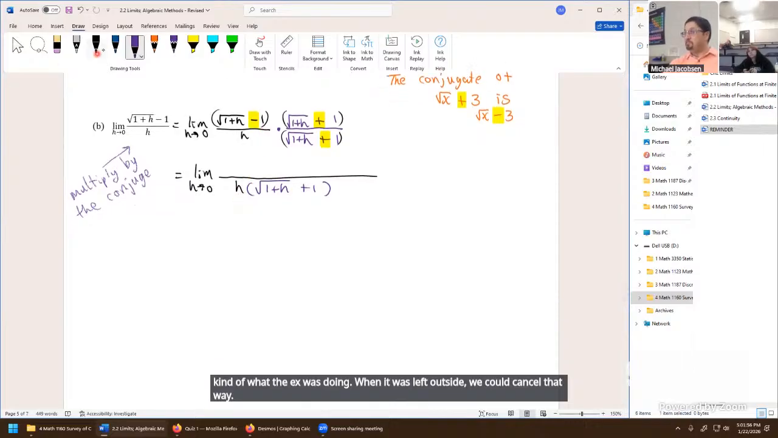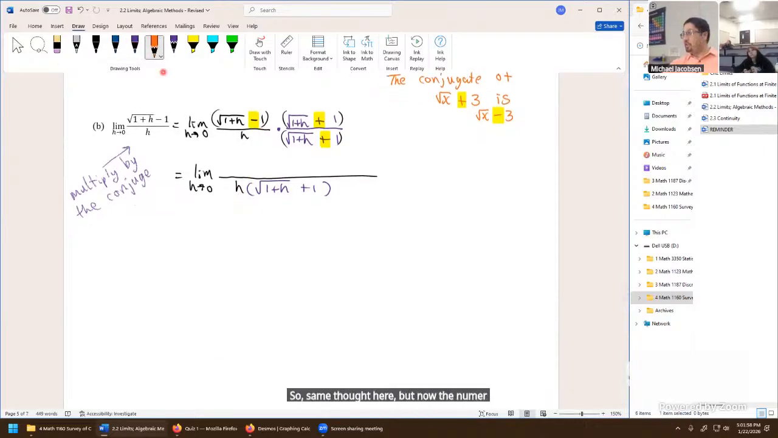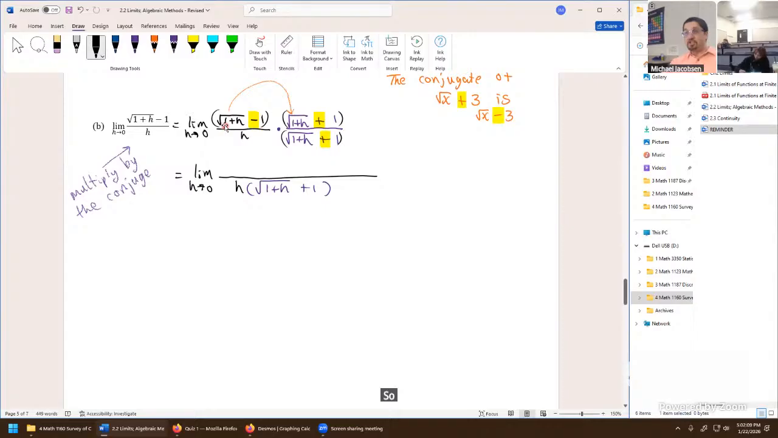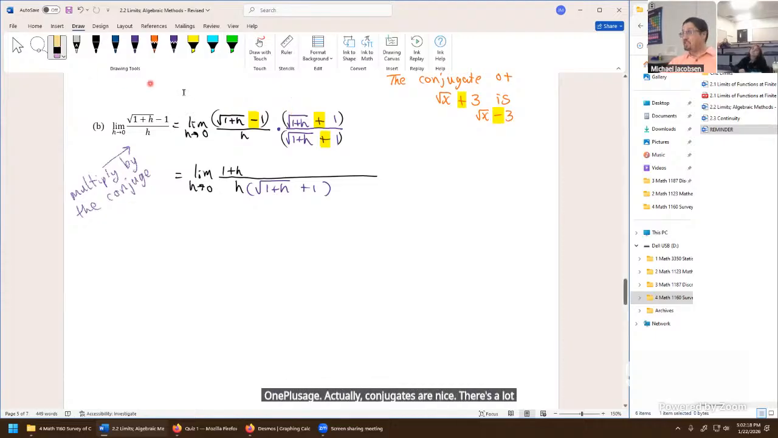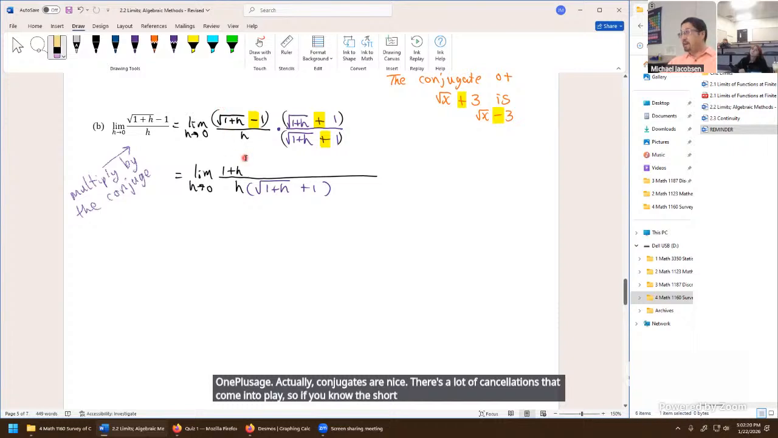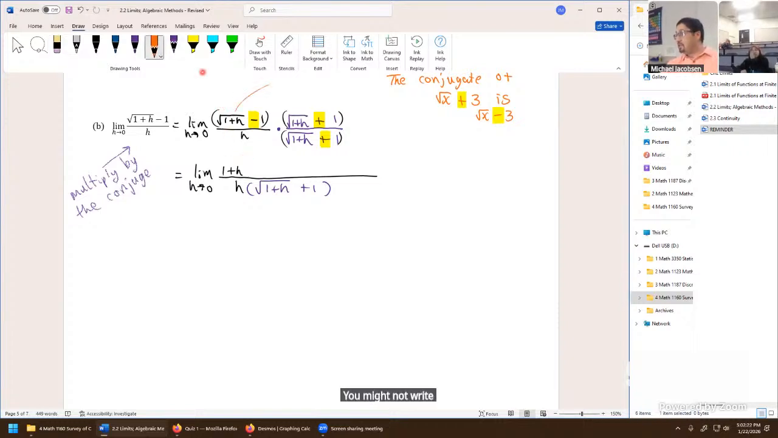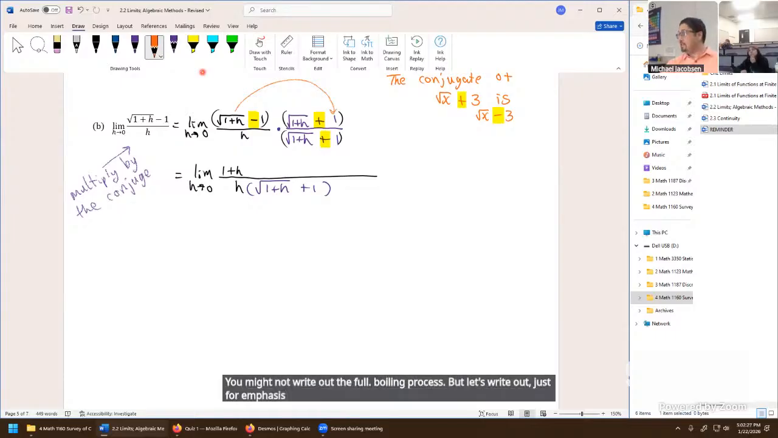So same thought here, but now the numerator we really have to FOIL. But it's not too bad. When you multiply here to here, a root times a root just gives you the thing on the inside, the so-called radicand. So root 1 plus h times itself is just 1 plus h. Actually, conjugates are nice. There's a lot of cancellations that come into play. So if you know the shortcut here, you might not write out the full FOILing process. But let's write it out just for emphasis to show how that works.